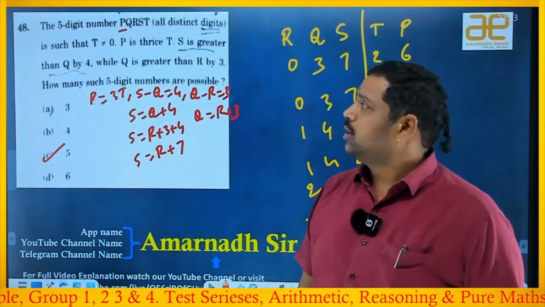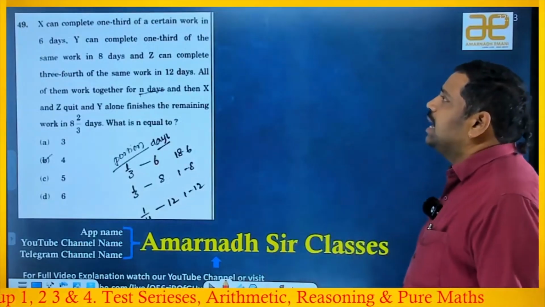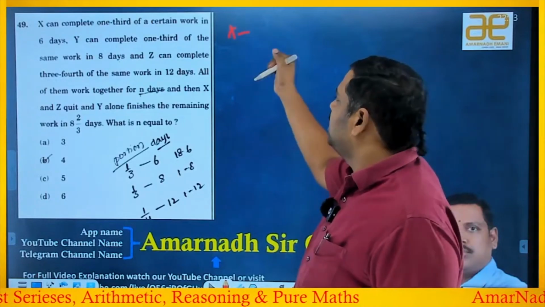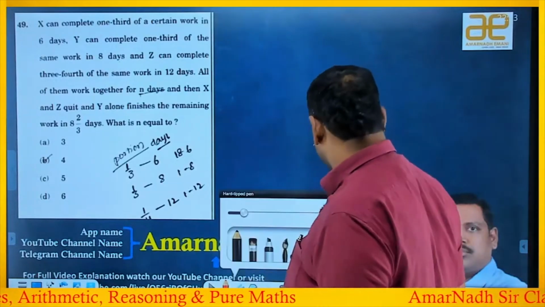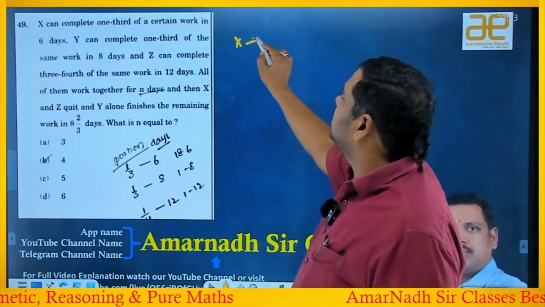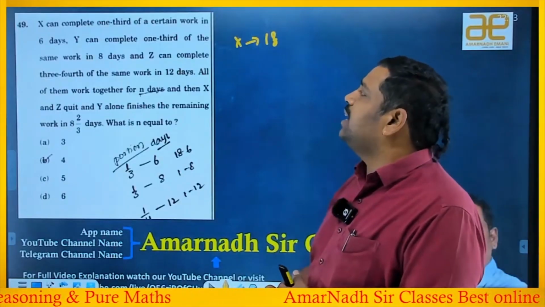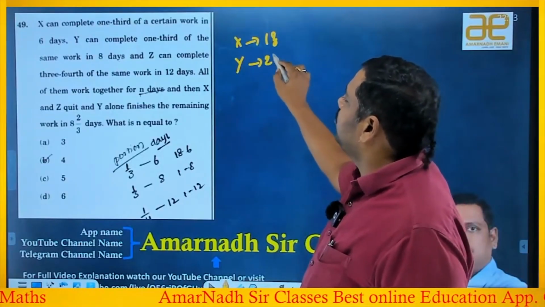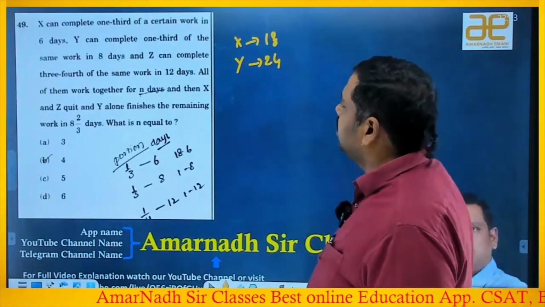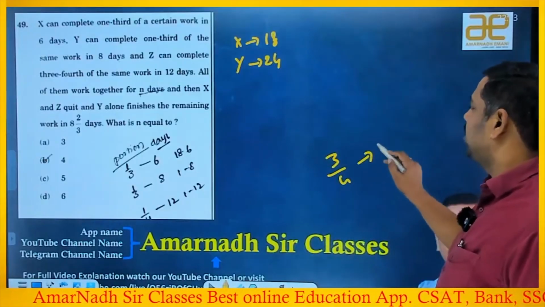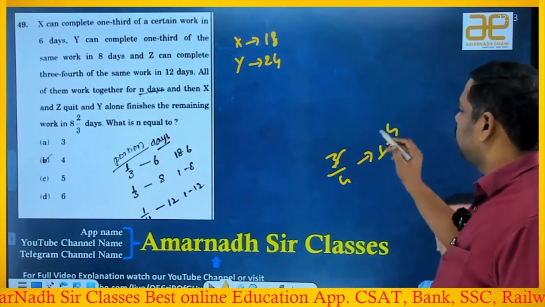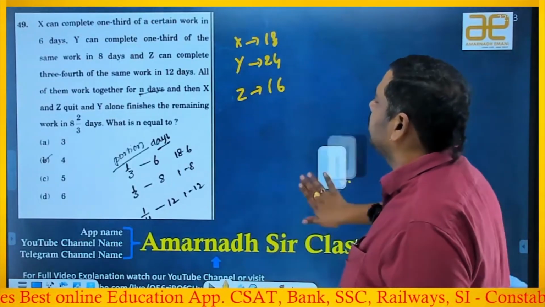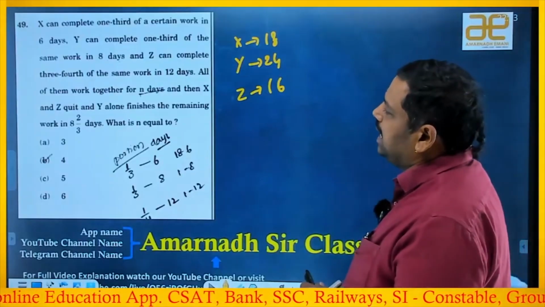Okay. The next beautiful one. X can complete 1/3 of a certain work in 6 days. 1/3 in 6 days. That means the full work in triple. Triple means X can complete it in 6 3s are 18 days. Y can complete 1/3 of the same job in 8 days. So 1/3 means triple, 24 days. Z can complete 3/4 of the work in 12 days. 3 1s, 3 4s, 4 4s are 16. So Z can complete it in 16 days.